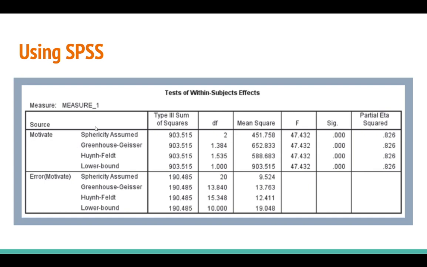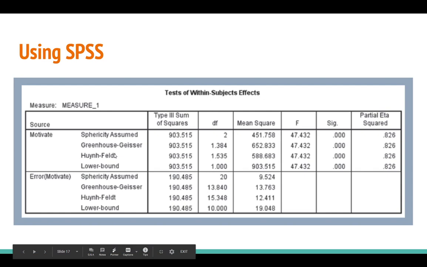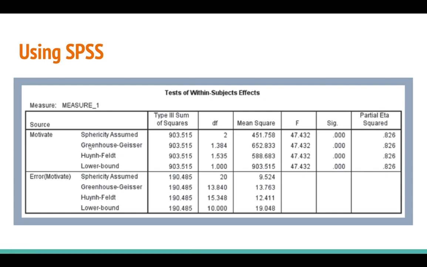This is now your ANOVA table. There's a lot of stuff here that looks really confusing. I don't want you to worry about it. There's an assumption about repeated measures ANOVA called sphericity, and SPSS gives you the test to tell you whether or not that's met. I don't want you to worry about that right now, so just always use this row that's called sphericity assumed. So use it here.